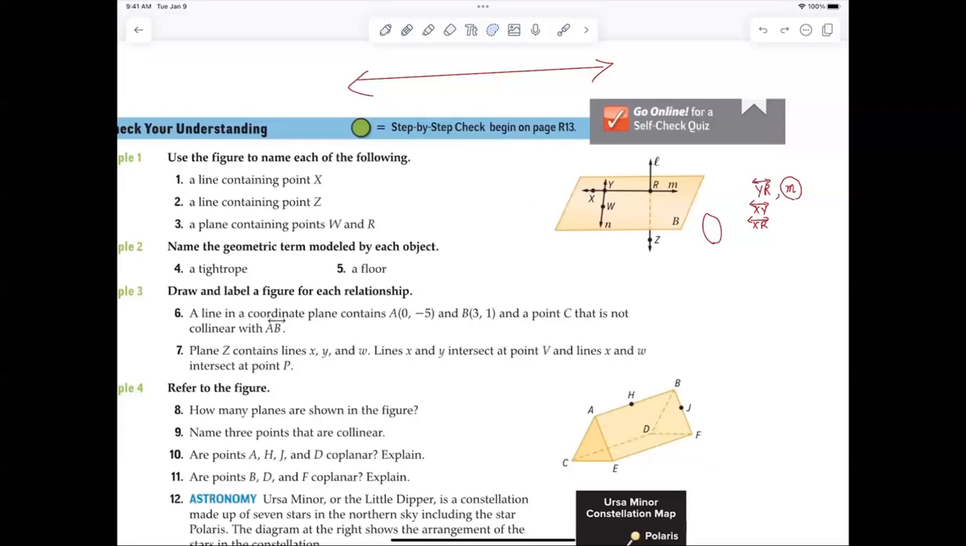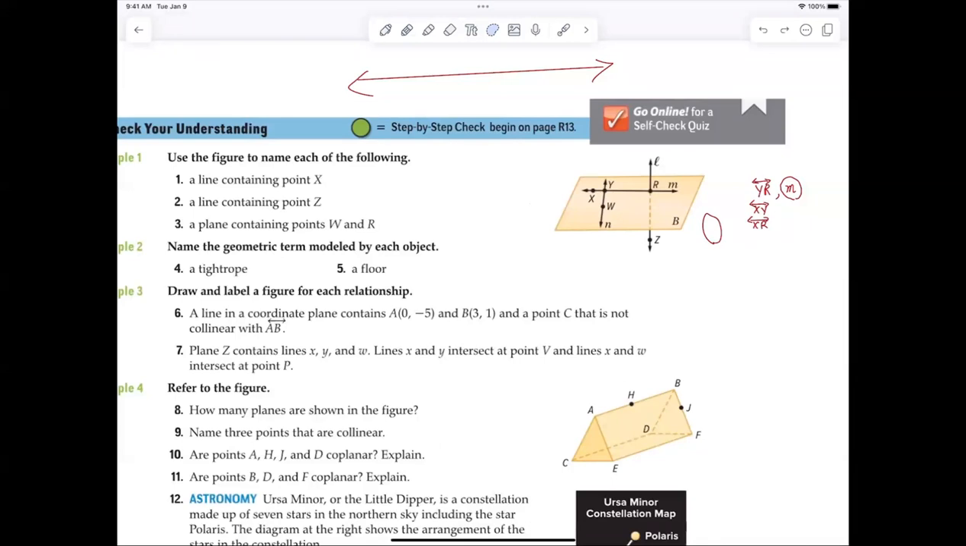Yes, of course it does. Any 2 points determine what? One. It's just not drawn. It's not there in the figure, but if I want to, W and R could form a line. Does everybody agree with that? So any 3 non-collinear points determine a plane.